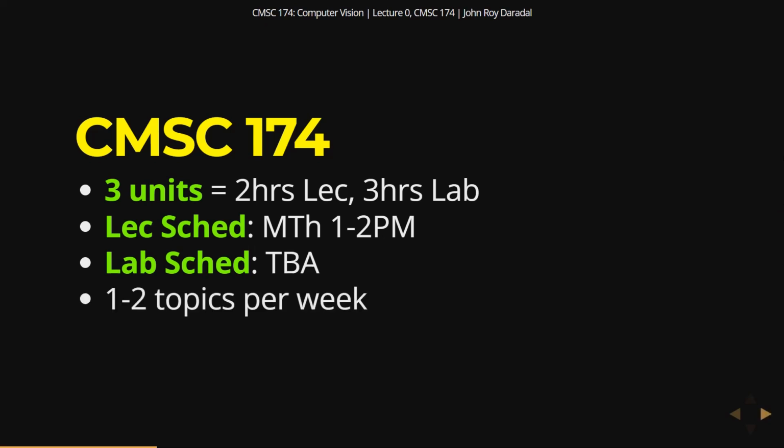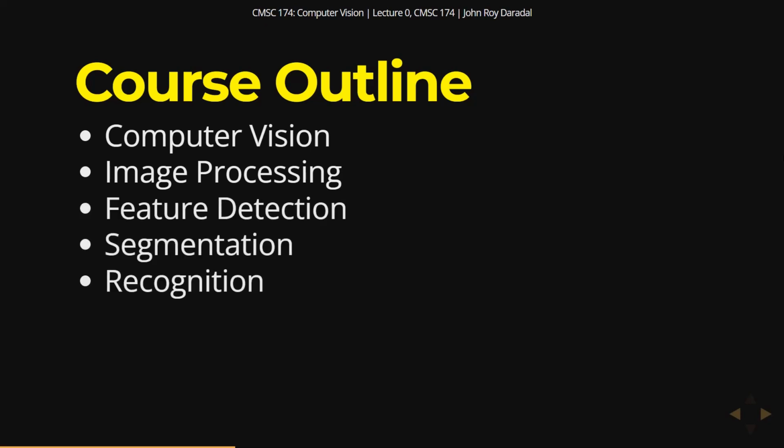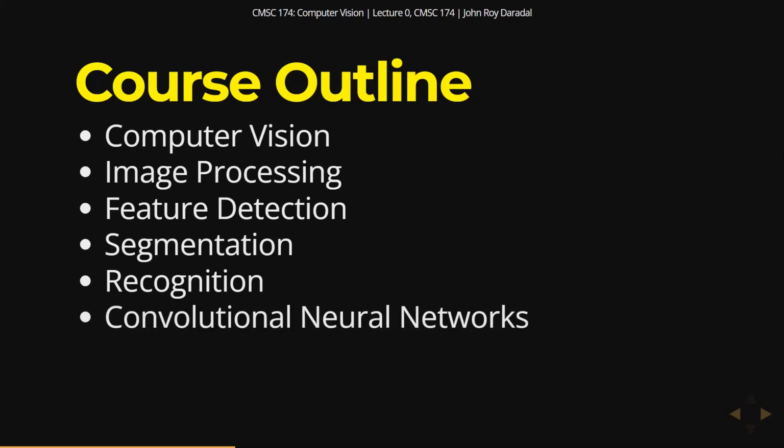Now we will be discussing about 1 to 2 topics per week, depending on the length of the topic. Usually about around 1 topic siguro. Okay. Now for the course outline, let's look at the topics that we will be discussing in 174. So of course, first we need to introduce computer vision, the tools that we'll be using, images, which are basically the ingredients of computer vision, and then we'll do image processing, feature detection, segmentation, object recognition, and then we'll take a look at convolutional neural networks, and finally we'll also look at what to do with videos.